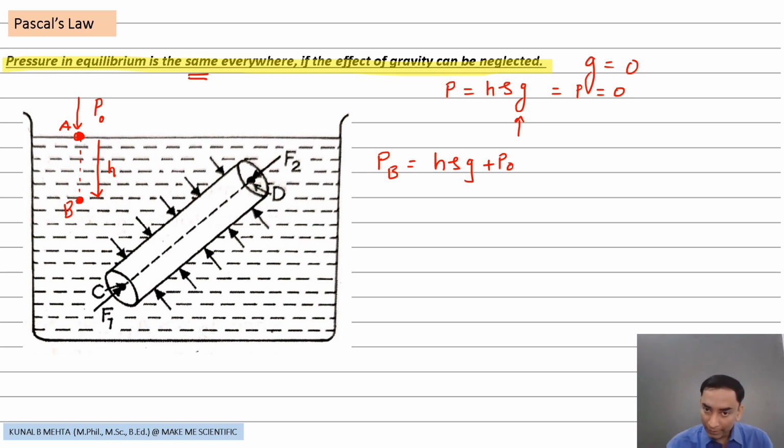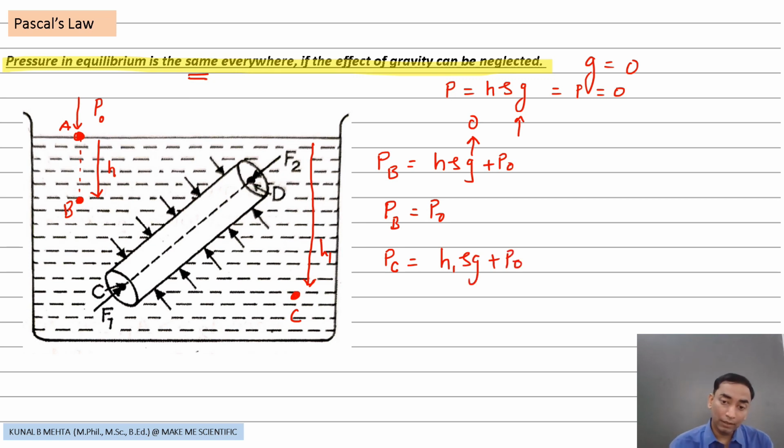So if we neglect the gravity, then at B the pressure is P naught. In the same way, if I take point C over here, which is at an even larger depth, let me call this h1, then the pressure at point C will be equal to h1 rho g plus P naught. But since we have taken gravity as 0, the answer is again P naught. So in the absence of gravity, the pressure is P naught everywhere. Now, how do we support this one?